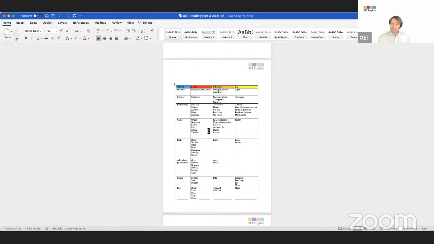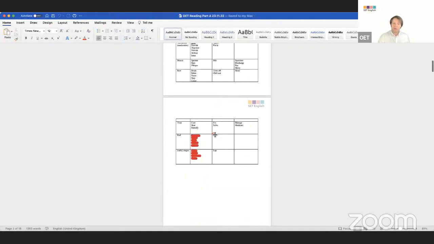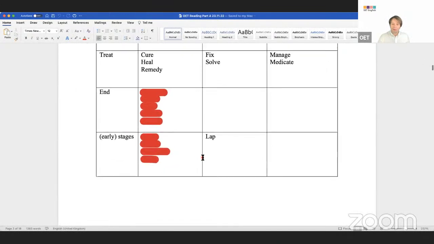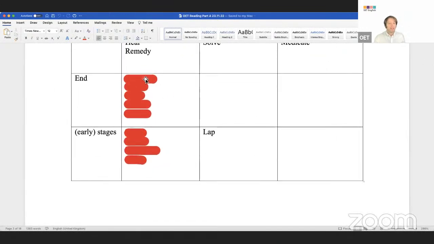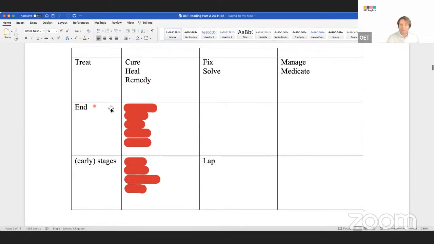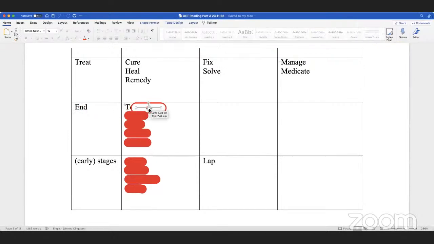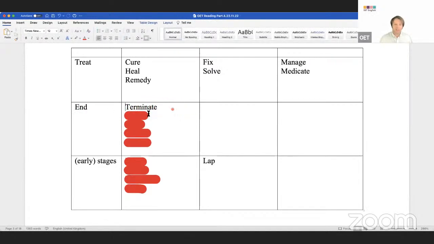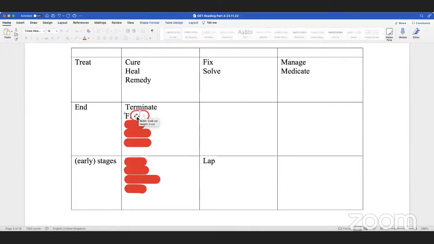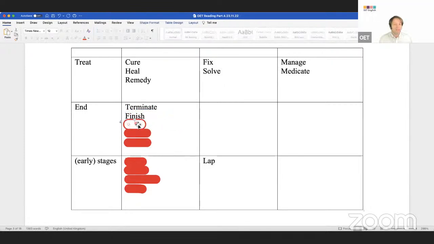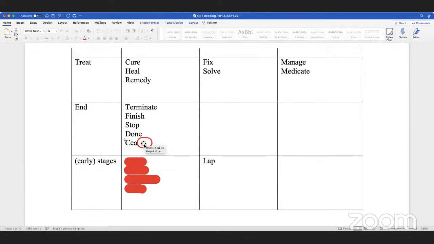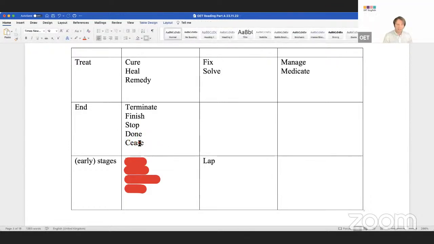I'm going to give you guys a little test on Friday for this, but the game today is, can you remember? Does anyone remember the synonyms for the word end? End means terminate. Excellent. Does anyone remember the second one? Finish. And the last one? Stop. Good. You study this document. Next one. Done. And can anyone think of this one? Cease. Okay.